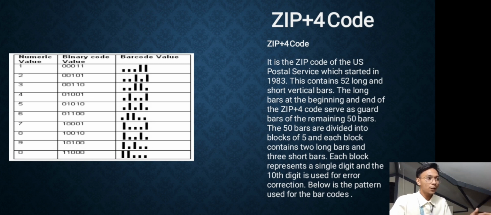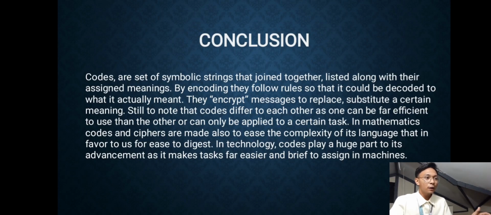The 50 bars are divided into blocks of 5, and each block contains two long bars and three short bars. Each block represents a single digit, and the 10th digit is used for error correction. Below is the pattern used for the barcodes.